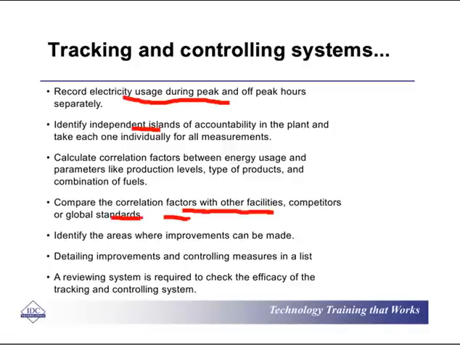And then look at the areas where improvements can be made, list them, what can be done, and then obviously have some sort of process to actually review your tracking and controlling system so you can actually improve on it.